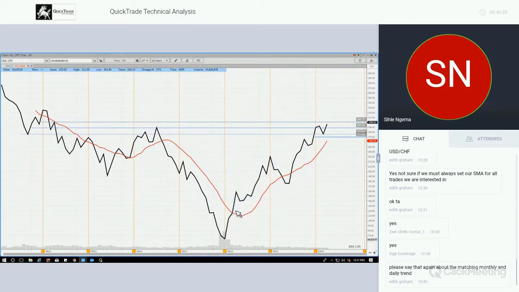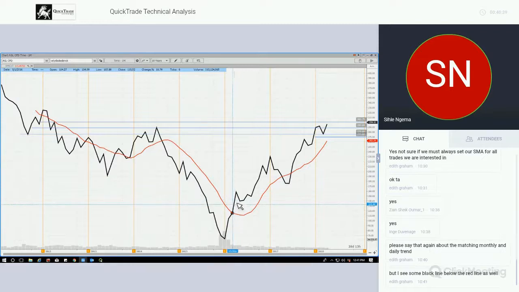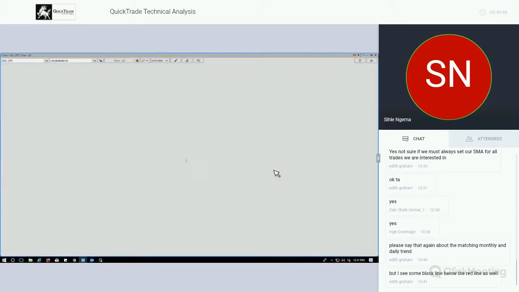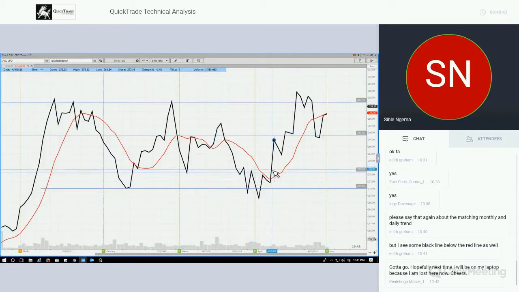And when the daily is looking like the monthly, when the daily is in agreement with the monthly, it's also above the red line, the daily time frame. It means that you should go in and buy that market. Like here, the price was above the red line, so that means that you should go in and buy. Like right now, it's not above, it's below, so you cannot go in and buy.